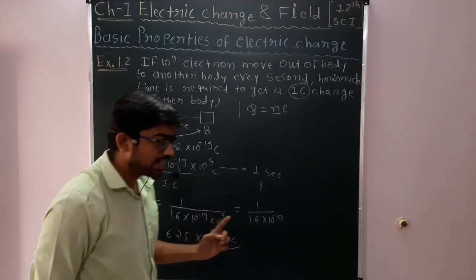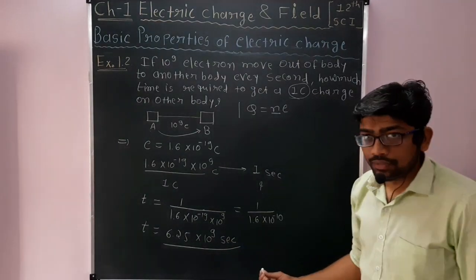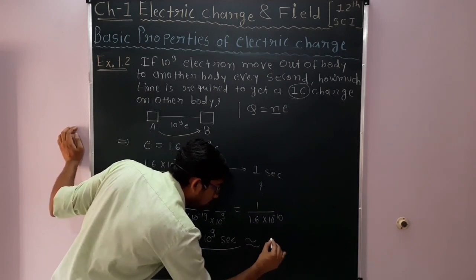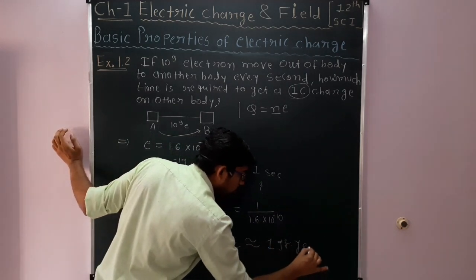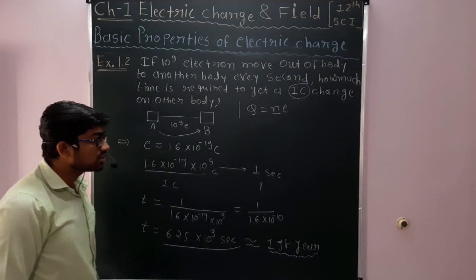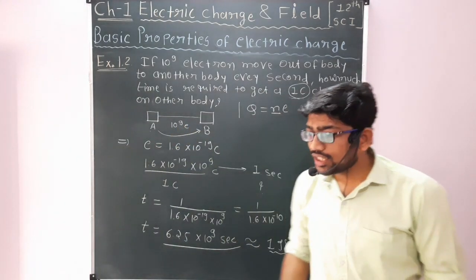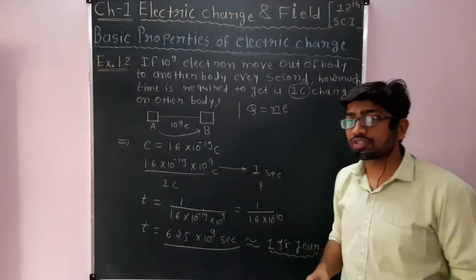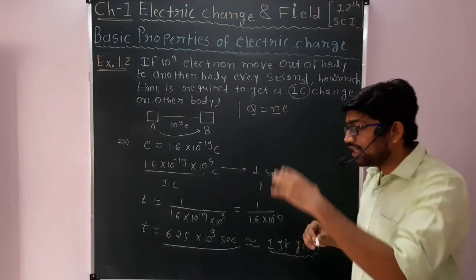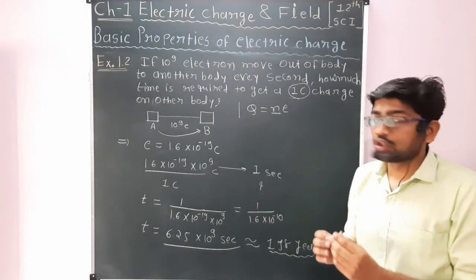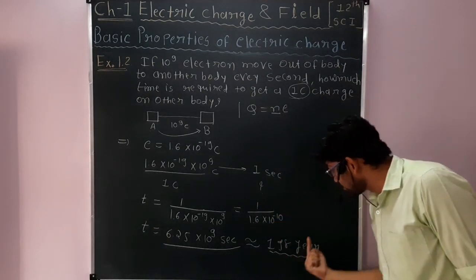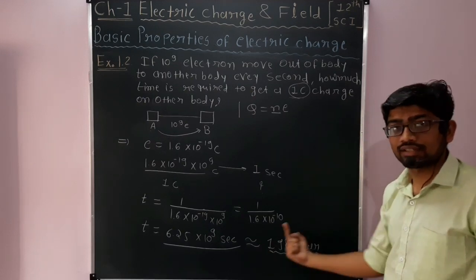10 to the power 9 seconds is a big time. If I convert it into a bigger unit, it is about 198 years. So 1 coulomb of charge is such a big unit. Normally in day-to-day life we use microcoulomb, nanocoulomb or millicoulomb charge, the micro unit of charge, because for 1 coulomb of charge it takes 198 years. This is such a big time.